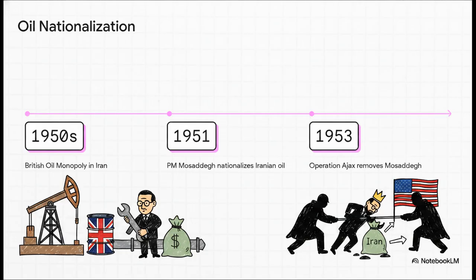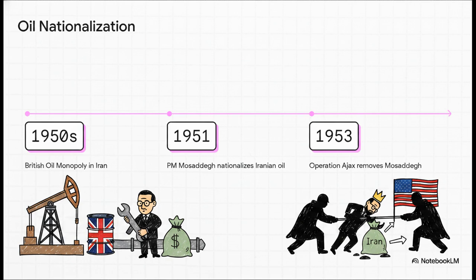Let's rewind all the way back to the 1950s. At this point in history, Iran was an absolute energy juggernaut. We're talking about them supplying an astonishing 16% of the West's crude oil and 67% of its bunker fuel. But here's the catch. The vast majority of that wealth was flowing right out of the country to Britain.